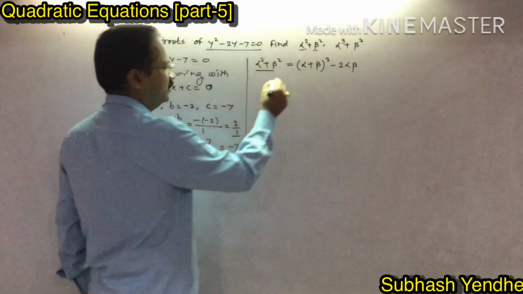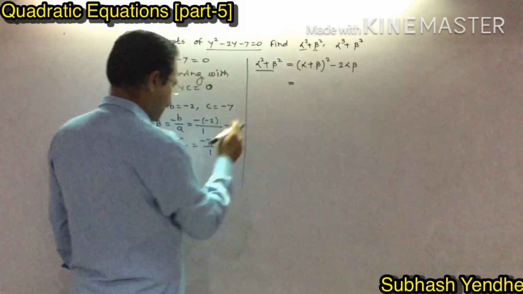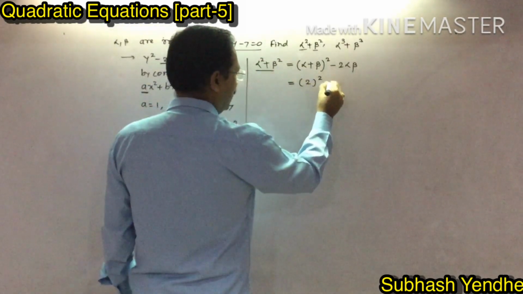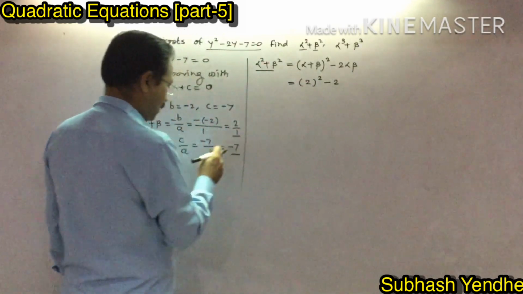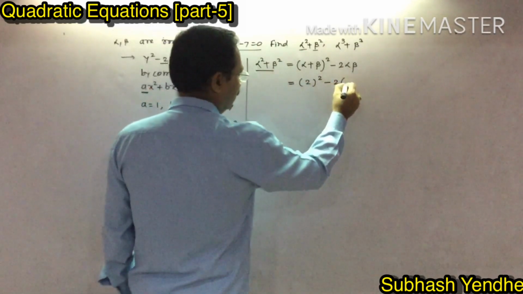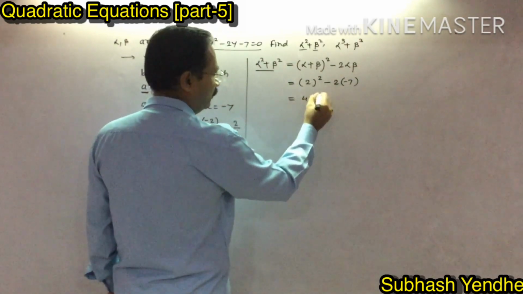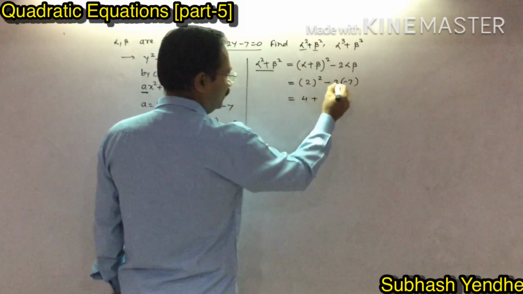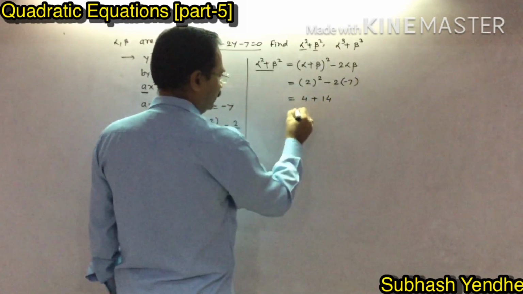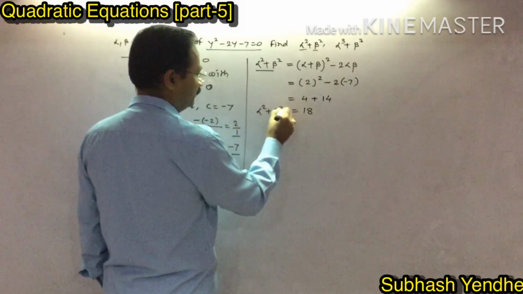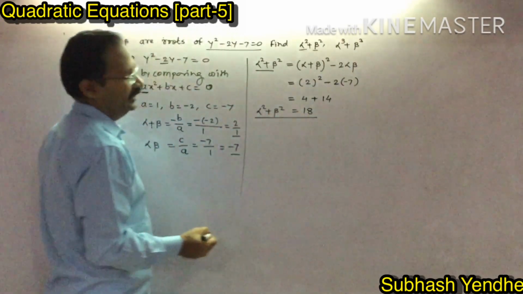Now I can substitute the value of alpha plus beta here. Alpha plus beta is 2. 2 square minus 2 into alpha beta's value, which is minus 7. So it should be in bracket. 2 square is 4. Minus minus plus. 2 sevens are 14. So it is 18. So alpha square plus beta square equals 18.